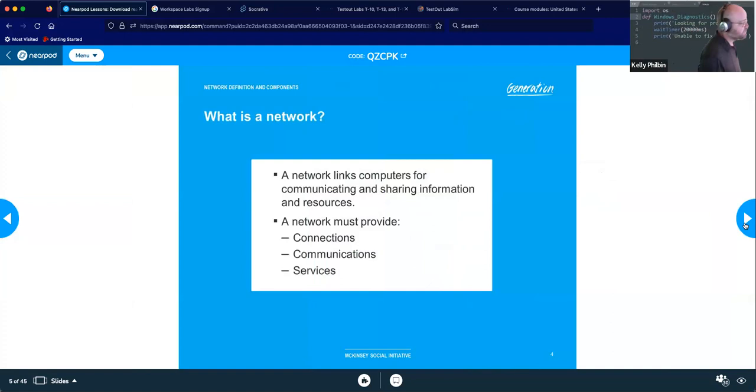All right, so in general, what is a network? A network links computers together for communication, sharing of information and resources. This could be as little as two computers or as many as thousands. And all of them have different types of networks and how they communicate. And we use what are called physical and logical network topologies. A network in general must provide connections, because we can't communicate without that, right? A format in which we are going to communicate, and various services to give us a reason to communicate.